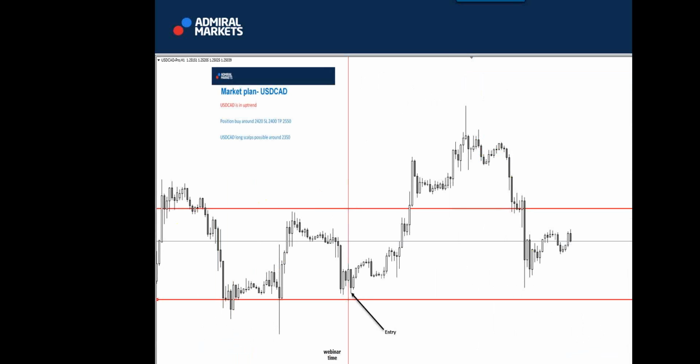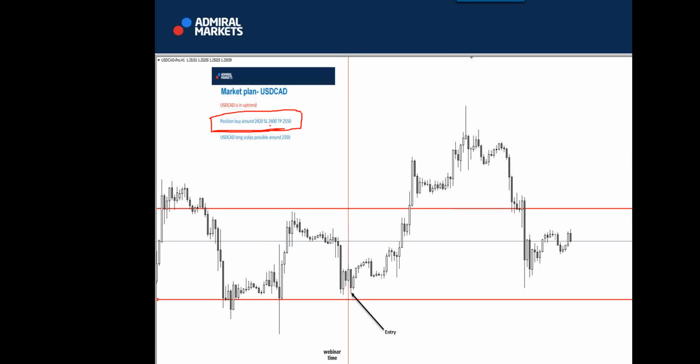Dollar CAD, the trade of the week, the definite winner for this week, and my personal favorite. Really, this was awesome trade, awesome setup. So look at this position buy around 24.20, 24.00 stop loss, guys. 20 pip stop loss. Look, this is really what I'm proud of my Camarilla MACD.